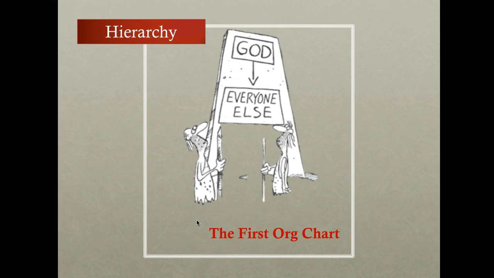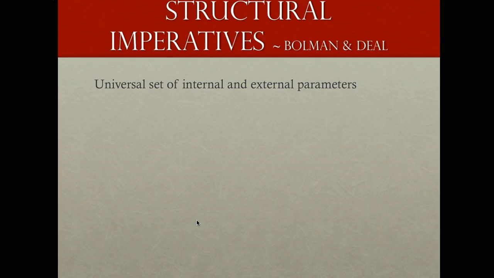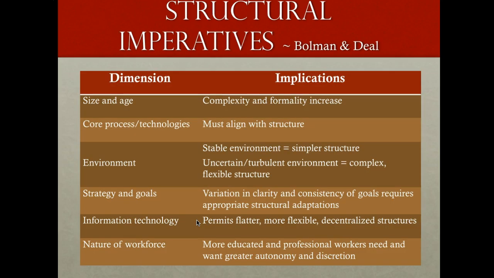Here's the first organization chart. Let you know a little bit about hierarchy. So some structural imperatives. These are a universal set of internal and external parameters and can be seen in all organizations. So one of the dimensions of an organization and its structural components is the size and age of that organization. As the size grows, and oftentimes as organizations get older, the complexity and formality increase.